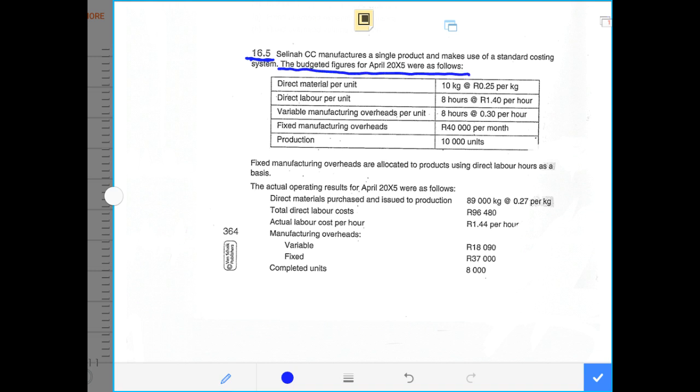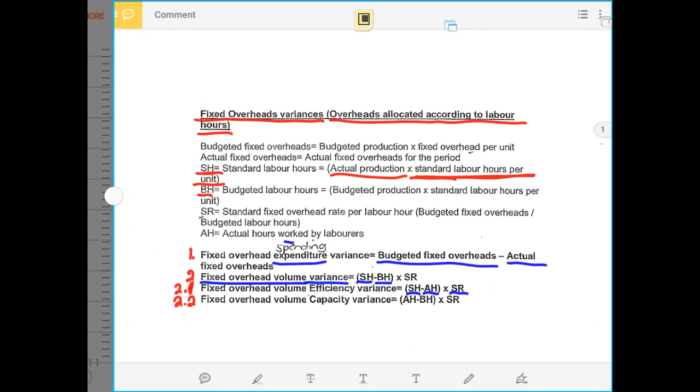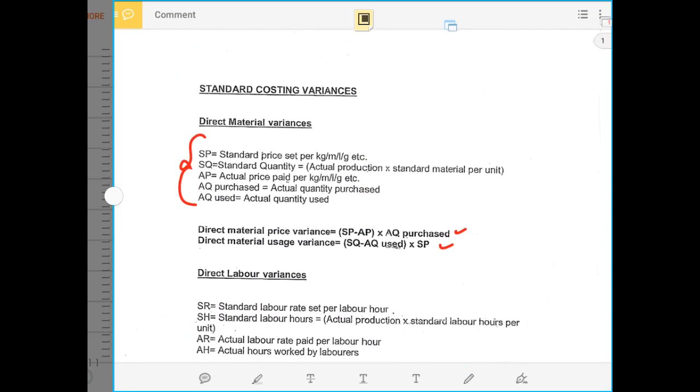So now the standard information is given in terms of the direct material per unit. Remember, they tell us this is per unit. So that means we need 10 kgs per unit, and that 10 kg will be the standard material kgs per unit. Remember, the standard material kgs per unit was from the material variance, where we said SQ, standard quantity, and SP, standard price of material.